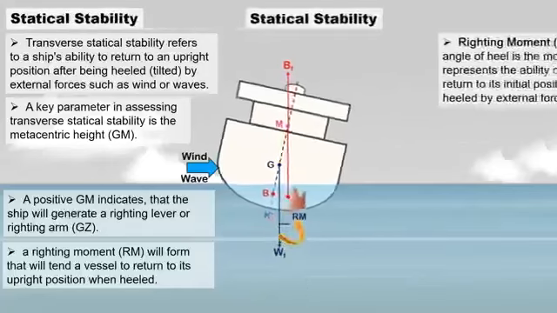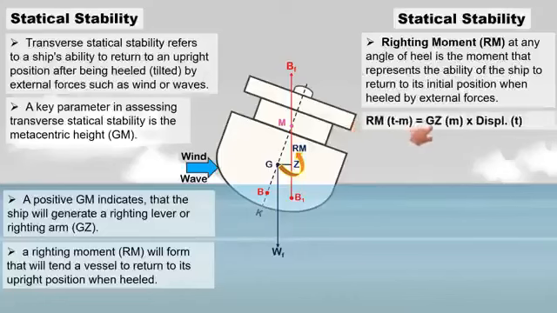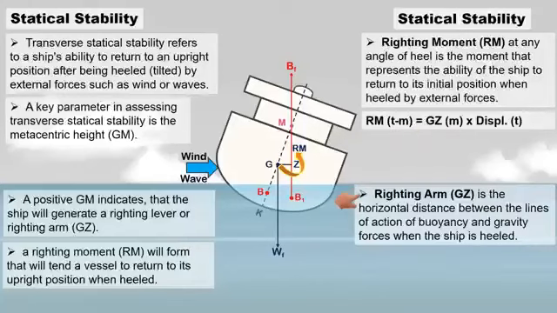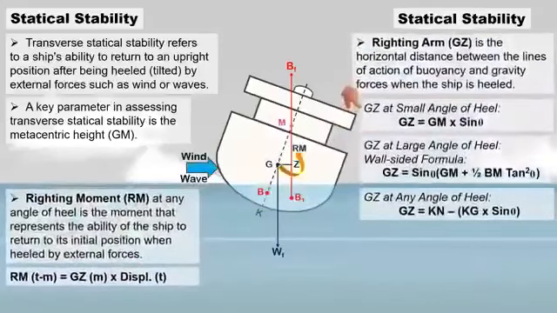Righting moment at any angle of heel is the moment that represents the ability of the ship to return to its initial position when heeled by external forces. Righting moment is equal to righting lever times the ship's displacement, and it is expressed in tons meters. Righting lever, GZ, is the horizontal distance between the lines of action of buoyancy and gravity forces when the ship is heeled. A larger GZ indicates a greater righting moment, and it corresponds to a stronger tendency for the ship to right itself. There are several formulas for determining the righting lever.